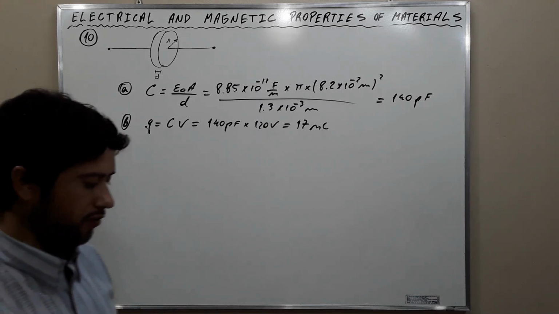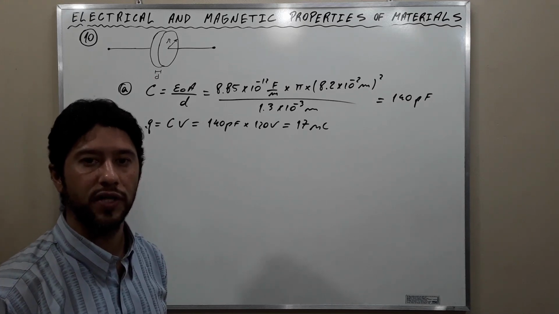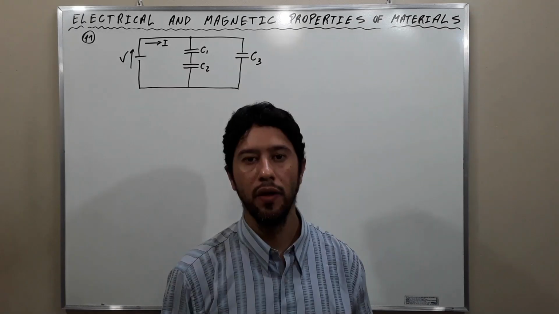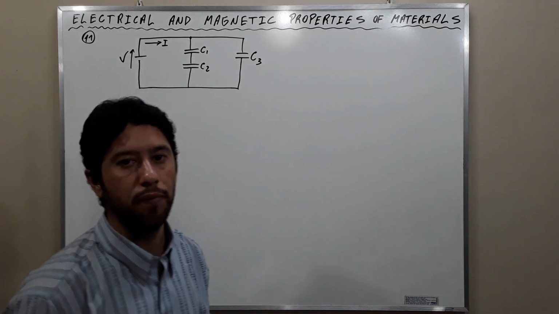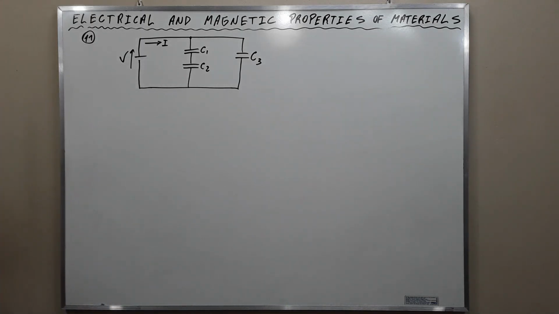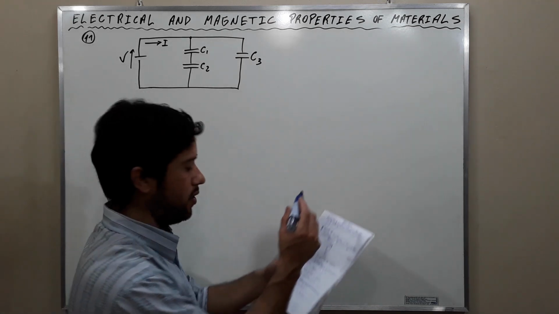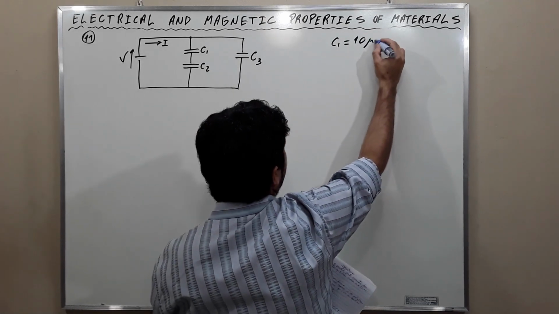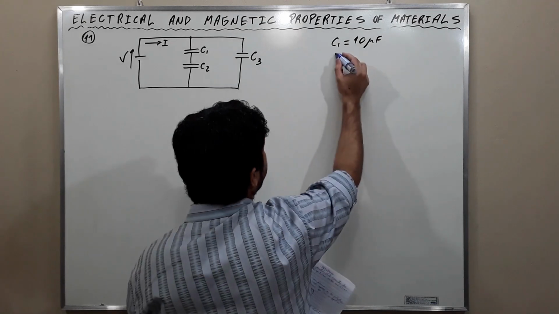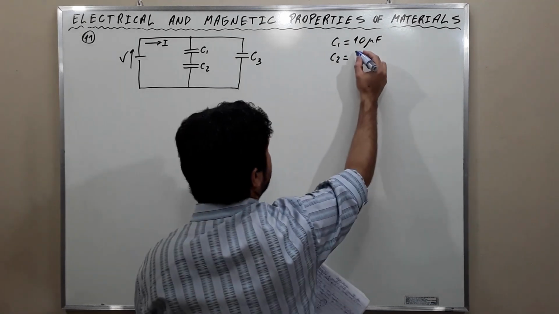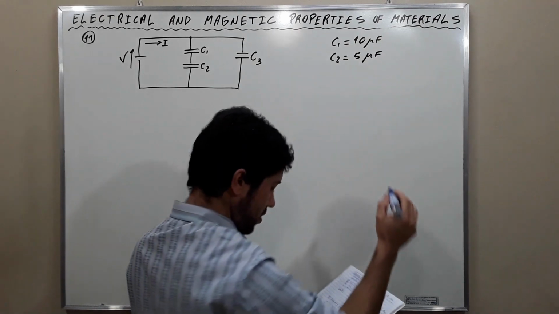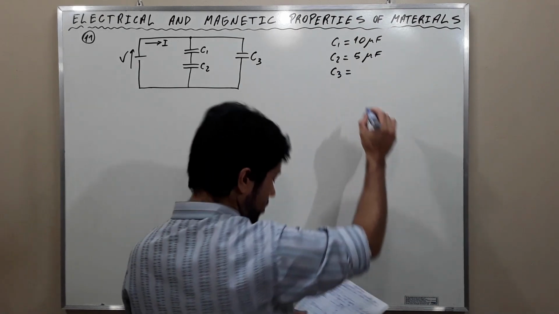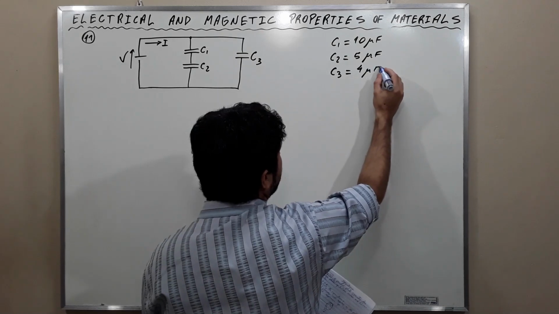Okay, my friends, this is exercise number 10. Let's go to exercise number 11. Capacitances in series and in parallel. Exercise 11. For the circuit of the figure, find the equivalent capacitance if, let's put the data here, C1 is equal to 10 microfarad, C2 is equal to 5 microfarad, and C3 is equal to 4 microfarad.